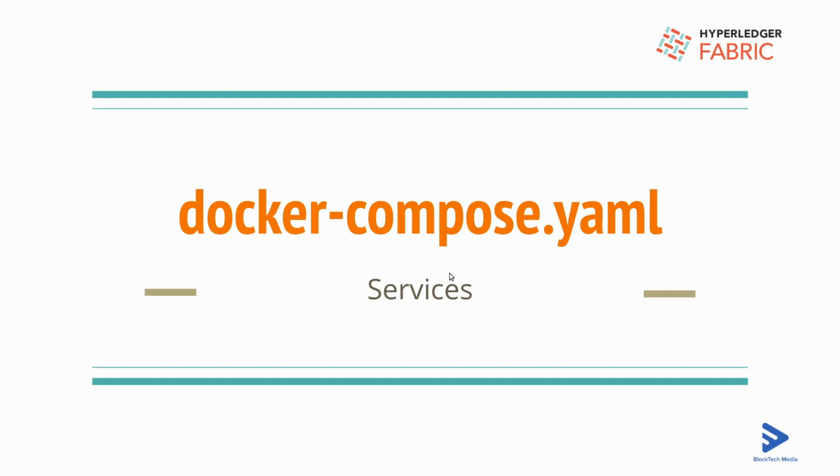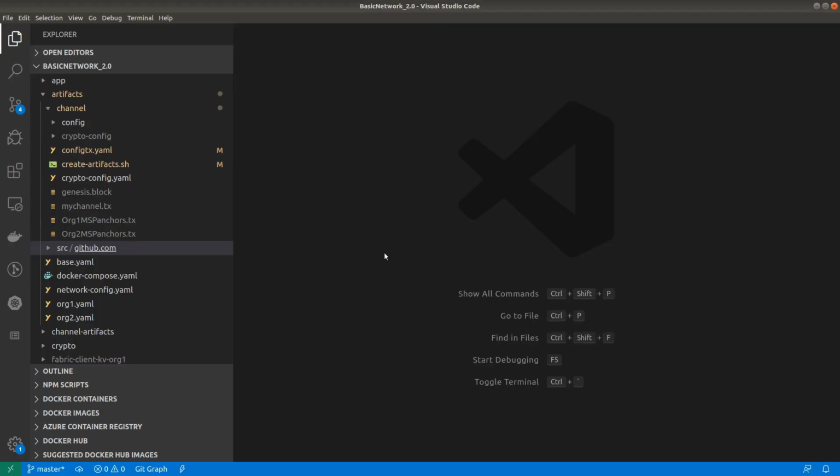In this video we are going to deep dive into the docker-compose.yaml file, and see what exactly is contained inside it. So let's go. In the previous videos we have created the certificates and channel artifacts, that is the Genesis block, mychannel.transactions, Org1 MSP anchor peer, and Org2 MSP anchor peer transactions.